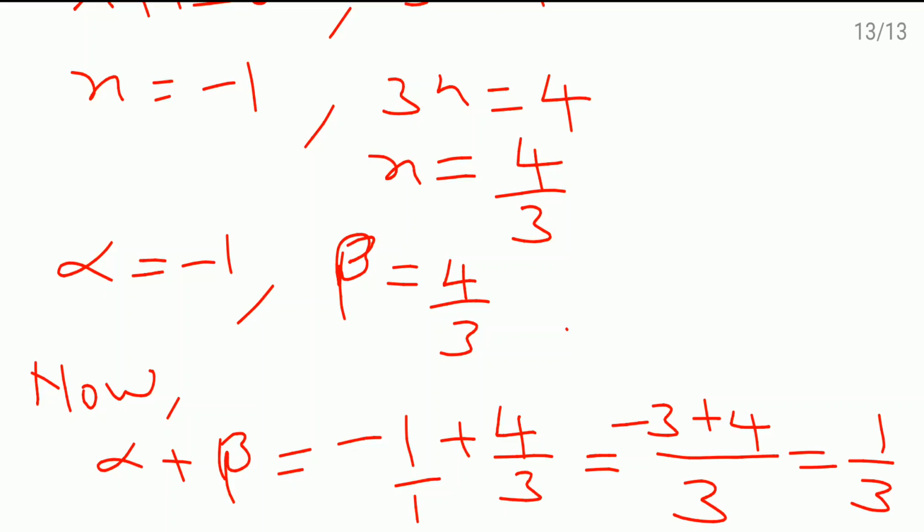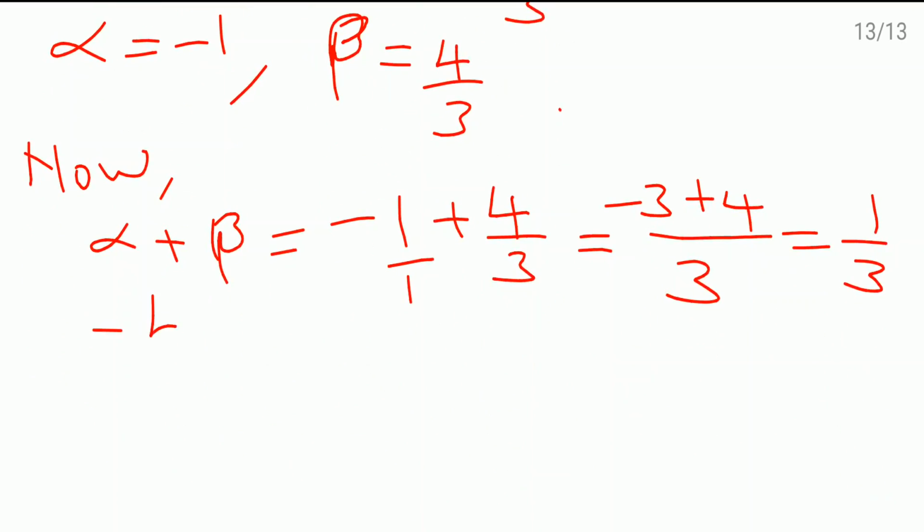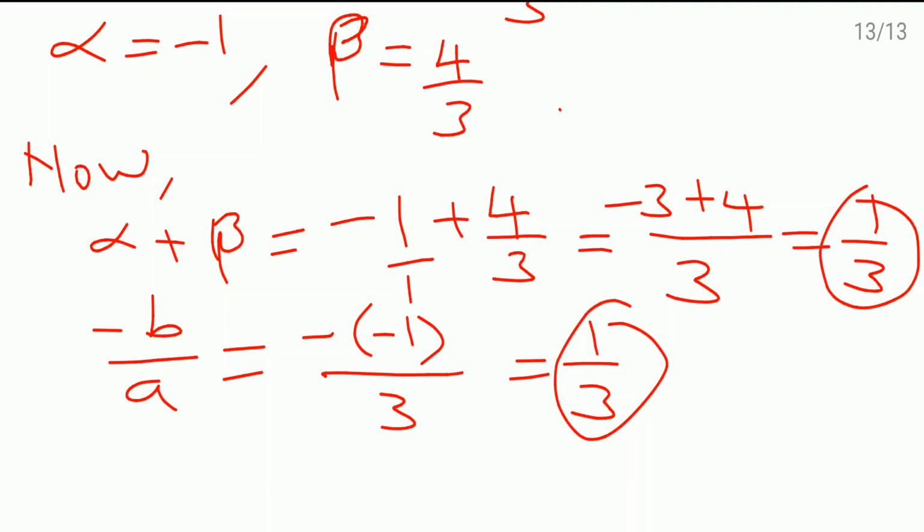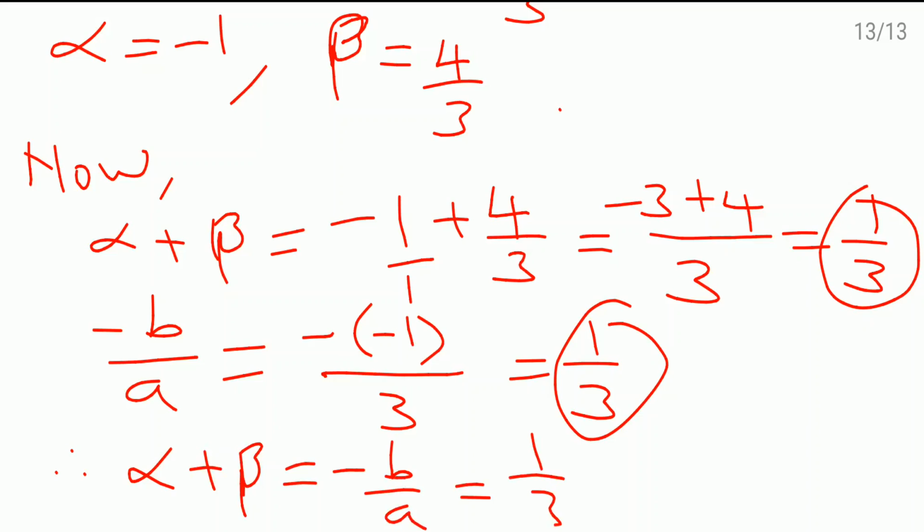Correct? Here, see, now minus b by a. Now what is the value of b? Minus. Here minus 1, value of b, coefficient of x, which is minus 1, divided by a means 3, which comes as 1 by 3. Both the values are same. So therefore alpha plus beta, which is equal to minus b by a, which comes as 1 by 3, name it as 1.